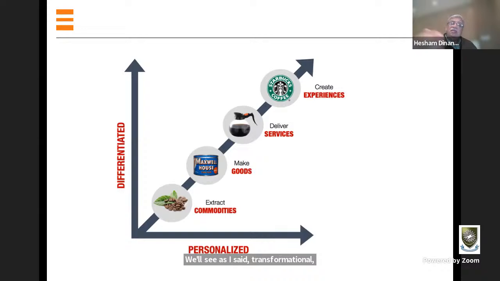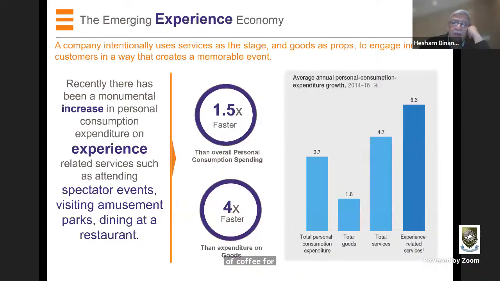moves. And this is the classical example. We'll talk about coffee. How coffee moved from being a commodity to a good. A personalized product that can allow you to sell a cup of coffee for $5 rather than 5 cents.